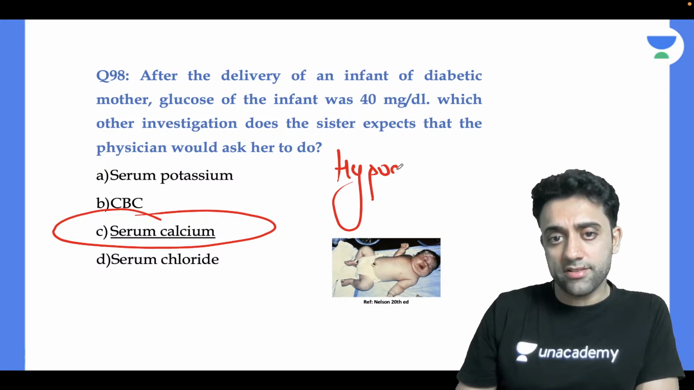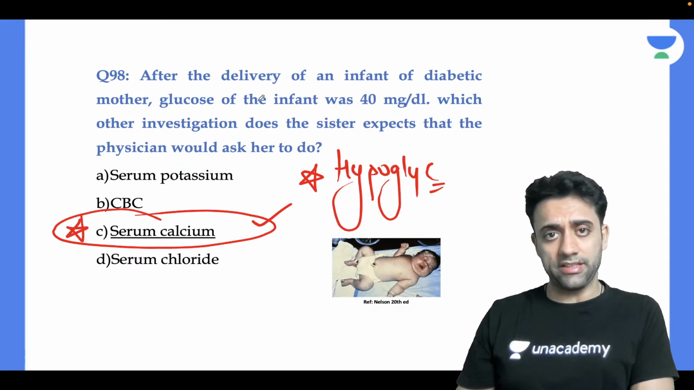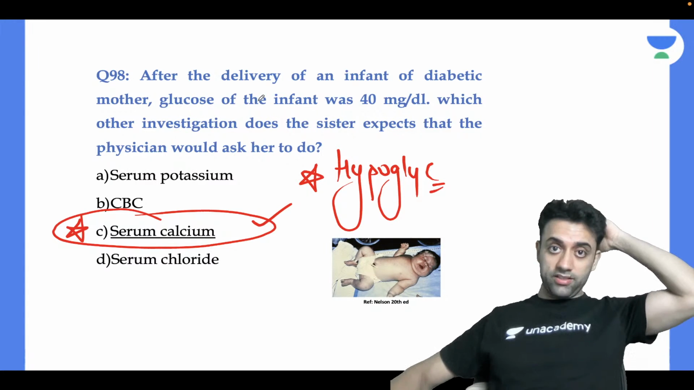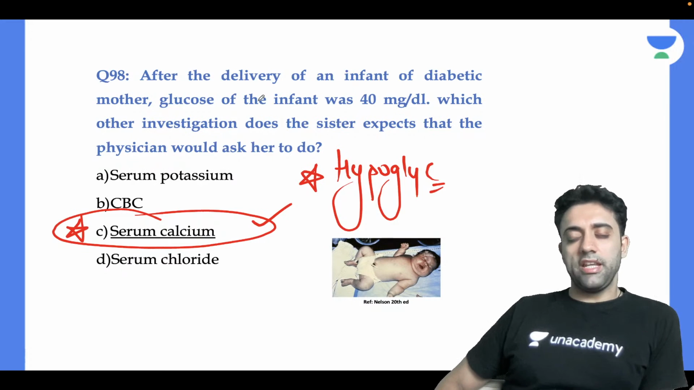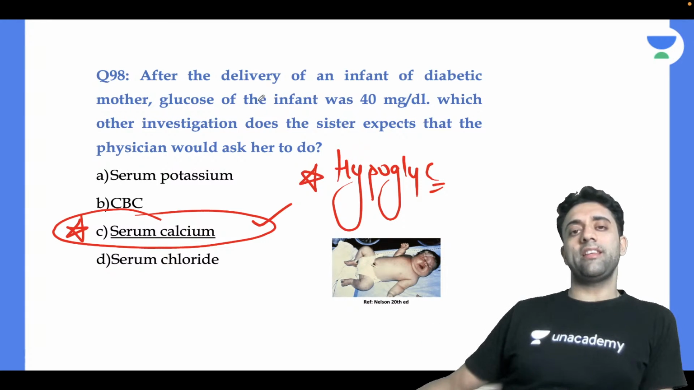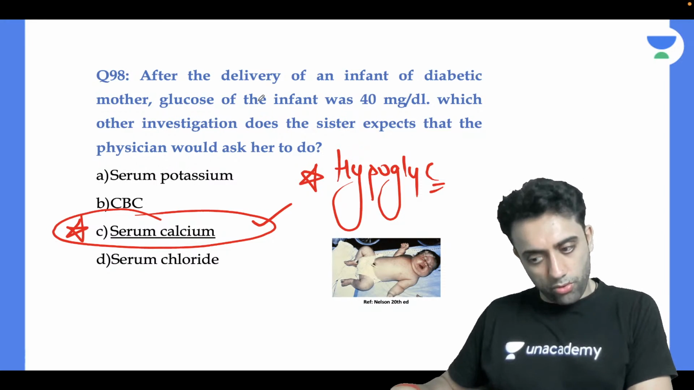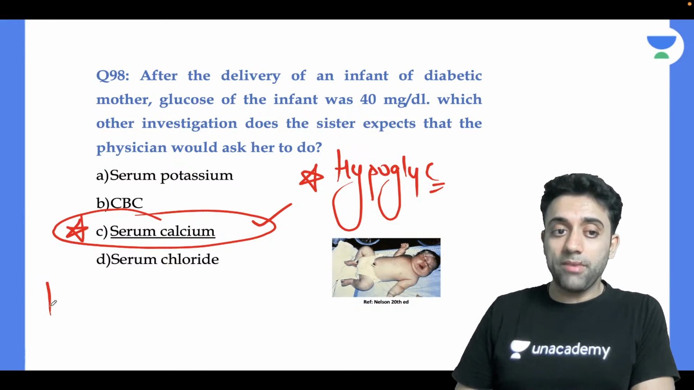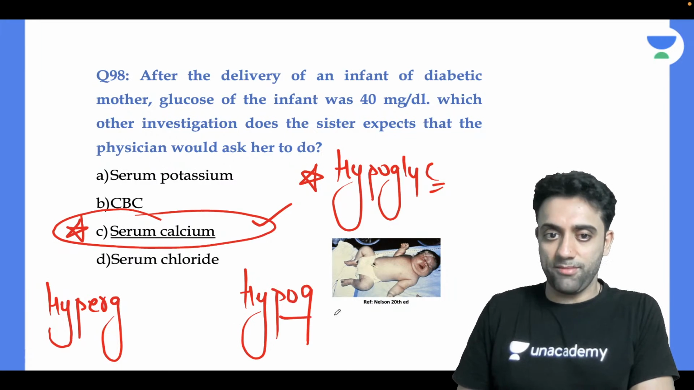Please remember, my dear friends, hypoglycemia and hypocalcemia happen together. If the baby is hypoglycemic, other than the random blood sugar, I will check the calcium levels also. So hypoglycemia and hypocalcemia happen together, number one. And number two, very importantly, the mother will be hyperglycemic and the baby will be hypoglycemic.